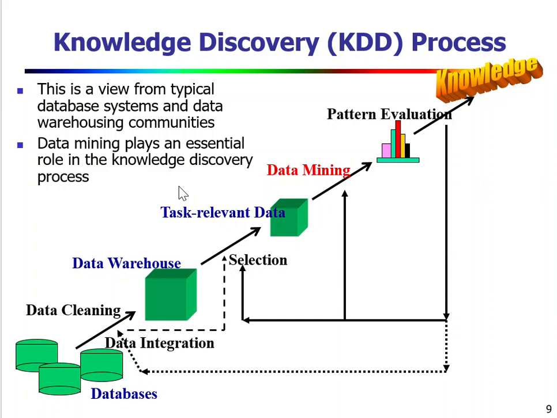slightly. From a typical database systems and data warehousing communities' point of view, you will start with lots of individual databases, and those might be transaction databases. All those little small data sets are integrated into a data warehouse. We're going to cover those topics in chapter 4. So with a data warehouse, you will do a selection to select task relevant data.